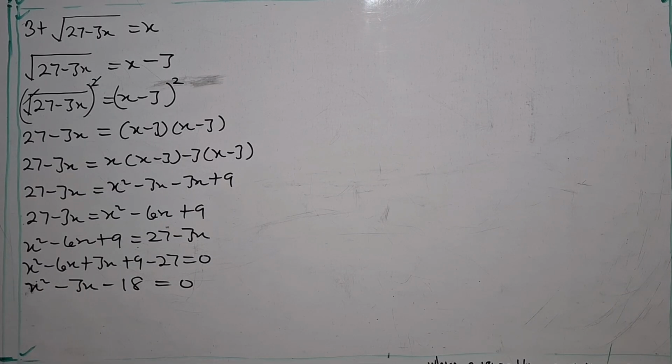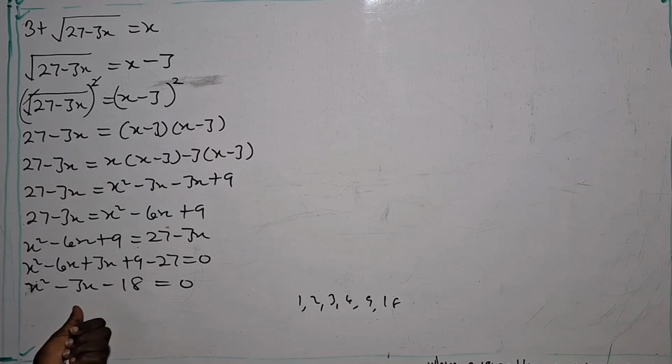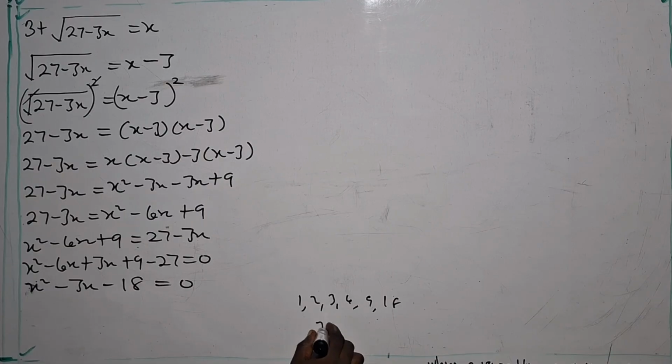Now I have to find the factors of 18. So I have 1, 2, 3, 6, 9, and 18. Two numbers that when you multiply, you get this, but when you add, you get this. Now looking at it, 3 and 6 will be best fit.